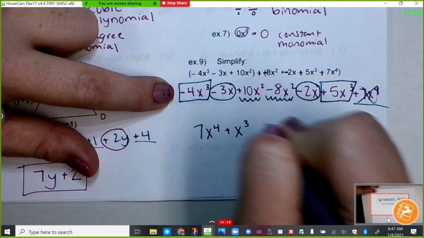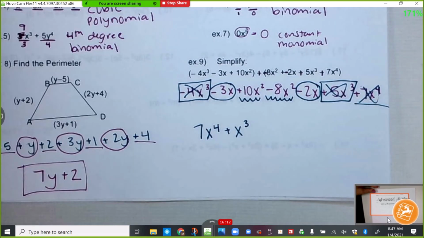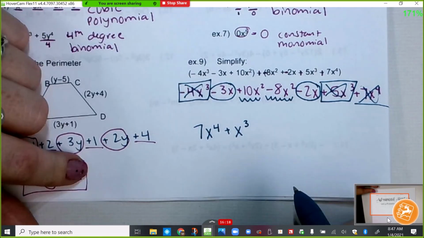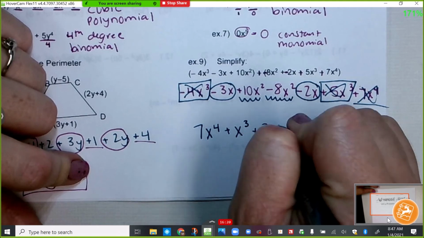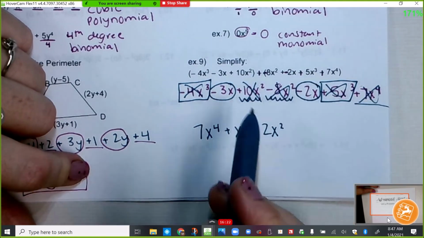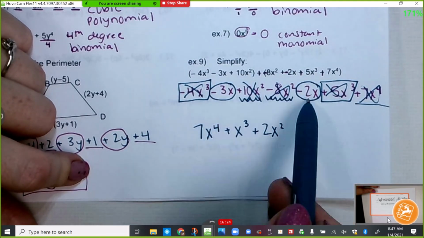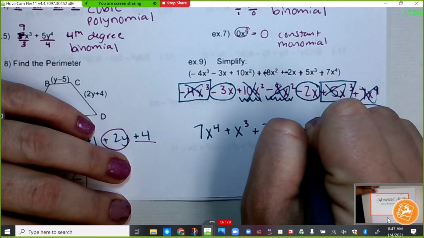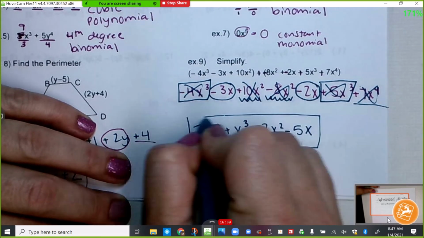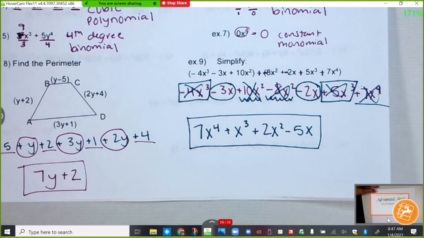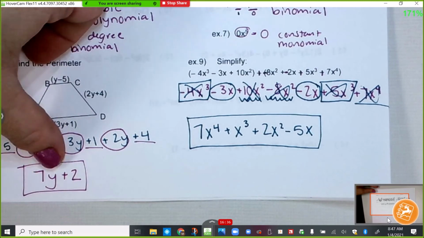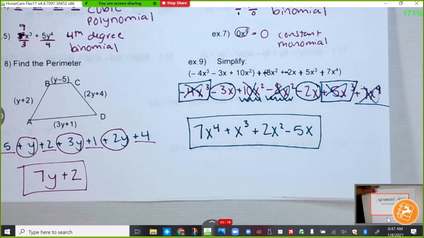Okay, then what? Yeah, squared. So what's 10x squared minus 8x squared? Positive 2x squared. And then I have this negative 3x minus 2x. Negative 5x. And this became a 4th degree polynomial. This became a linear binomial. Does that make sense? Okay. Any questions for me?